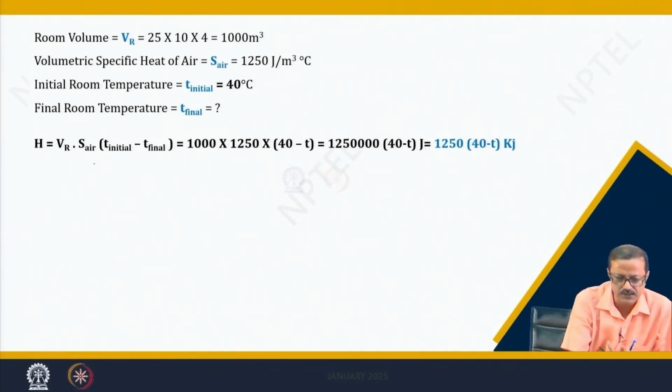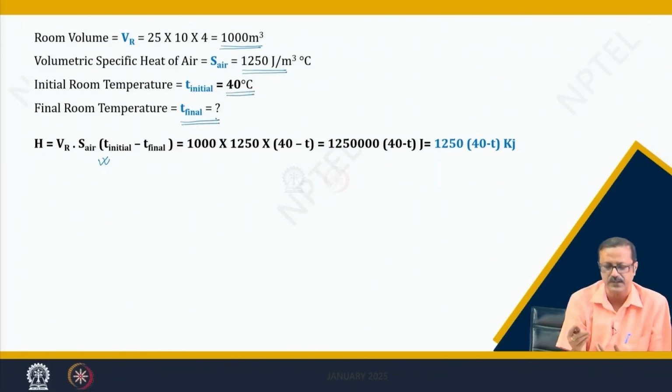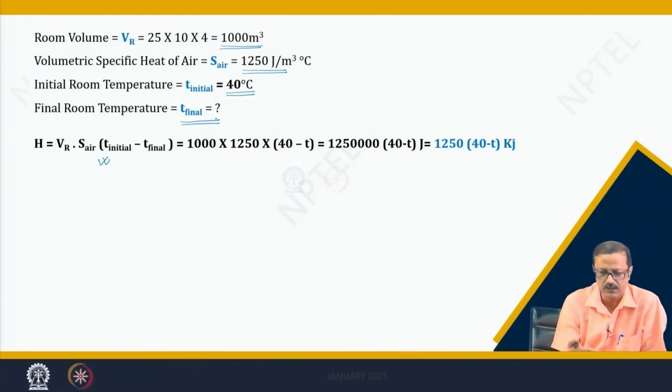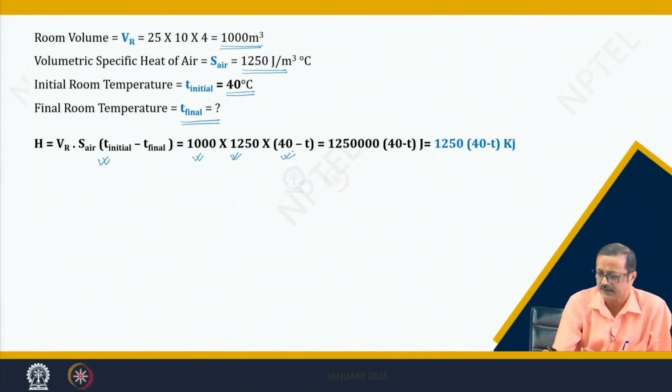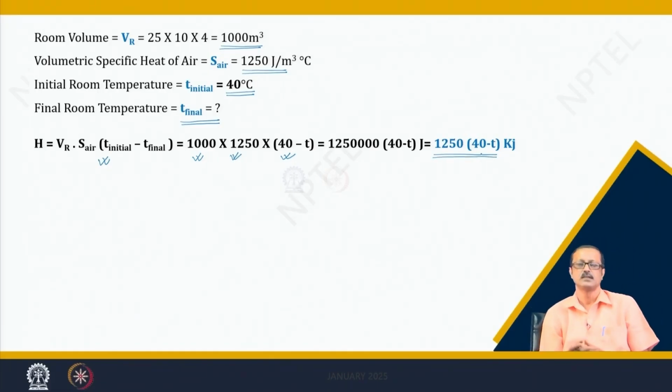Similarly, I have to find out now H. So, the equation is this equation where I know the room volume is 1000 meter cube, the volumetric specific heat of air, I know the initial temperature, but I do not know the final temperature. So, that will be the unknown in this equation. I put the V, I put the S of the air, I put the temperature, and finally it has to be something like 1250 multiplied by 40 minus T kilojoule.